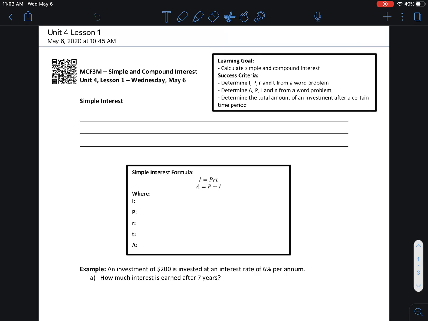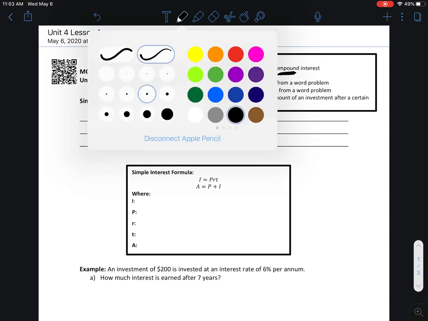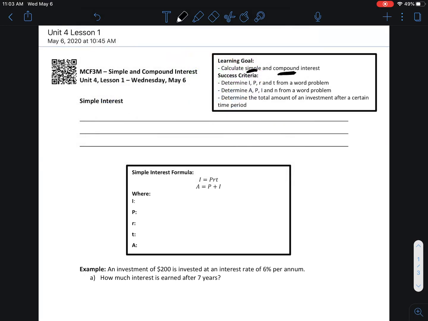Okay, so today we're going to take a look at the start of unit 4, which is very similar to exponentials, as you will see. It's only about 3 lessons long, so we're going to combine exponentials and financials together. The goal today is to be able to calculate the amount of interest earned, both simple but also compound.